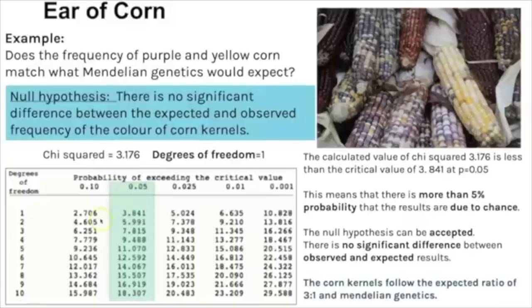We always compare at this point to be able to say if we have a significant difference or not. And in this case, we can see that our calculated value is less than the critical value. That means there's more than 5% probability the difference between the observed and the expected is due to chance. So we have to accept the null hypothesis, which was that there will be no difference between the expected and the observed frequency. What that means is the expected frequency that we calculated using our Punnett square was the same as the frequency we observed. Or in other words, it did follow the Mendelian genetics that we expected.